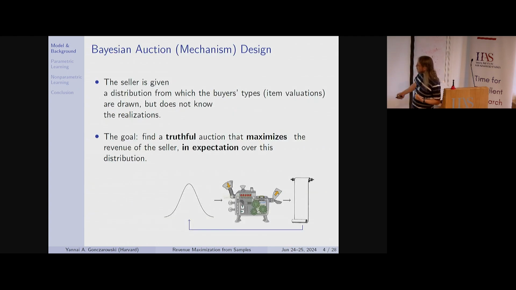So this is the drawing illustrating Bayesian auction design. The seller is given a distribution from which the buyers' types, their valuations, are drawn, but does not know the realized values of the buyers that they will face in a second. The goal is to find a truthful auction maximizing the revenue in expectation over this distribution. So there's a distribution that goes into this algorithm machine that designs auctions, and out comes the rule of the auction that should perform well over this distribution.